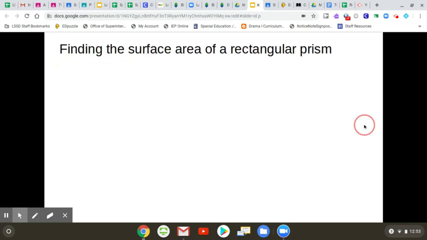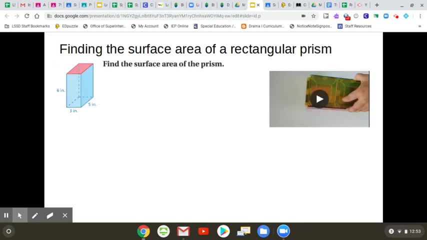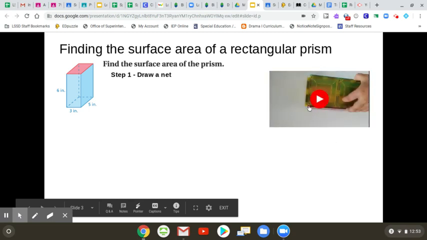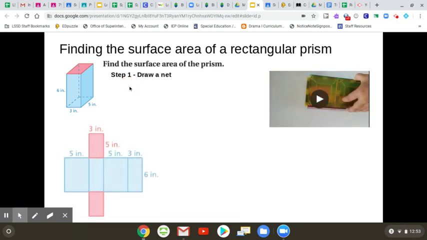We are going to look at the rectangular prism. We want to find the surface area of this rectangular prism. So first step, we need to draw a net. In case you forgot what a net of a rectangular prism might look like, we're going to go ahead and look at this. All right, so the net looks like that.